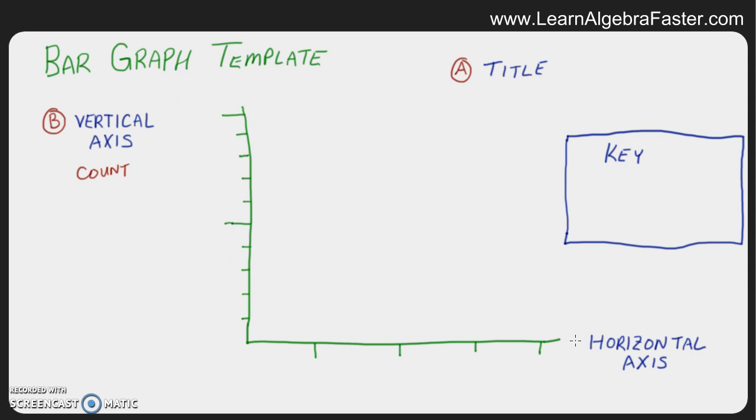The third thing that's important on any bar graph is the horizontal axis. So this is going to be the group or the types of things that you measure. And then last but not least, the fourth thing that any bar graph needs to have is the key. This will show what colors you're using and basically make it pretty easy to see what is what. So let's use this template to quickly make a few bar graphs.